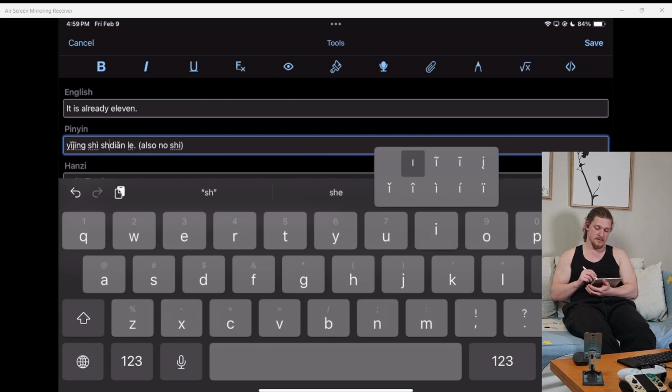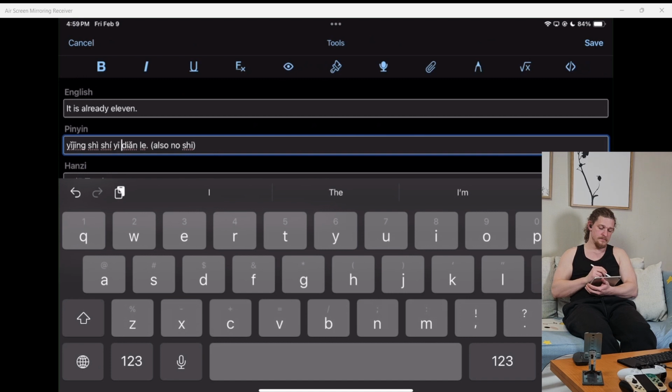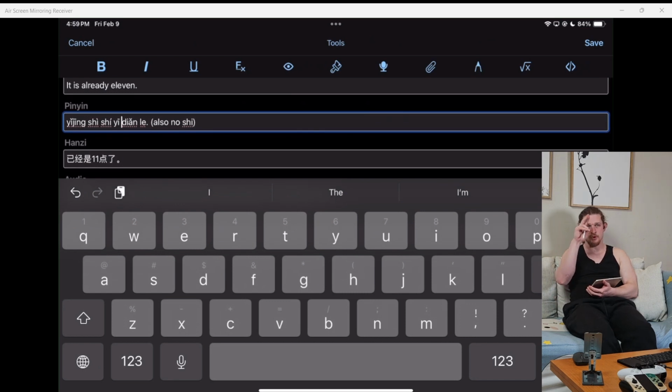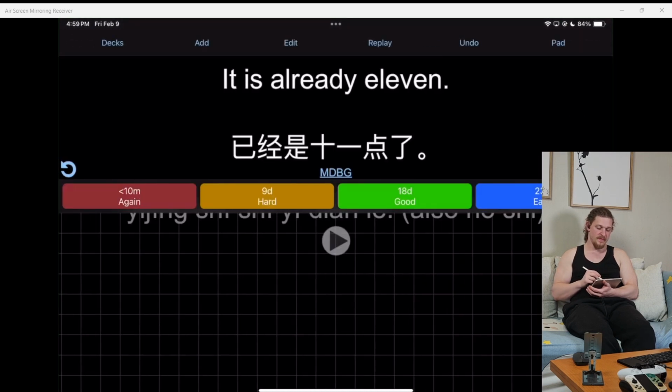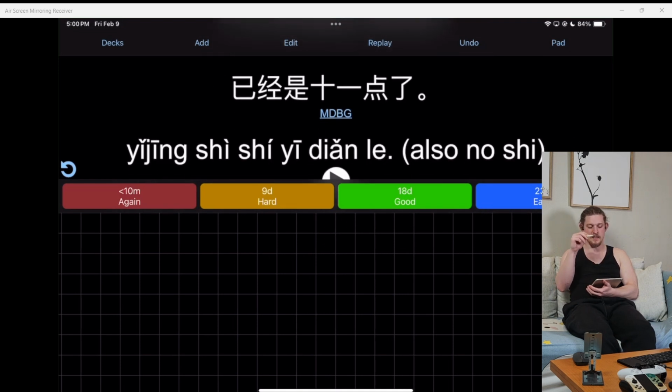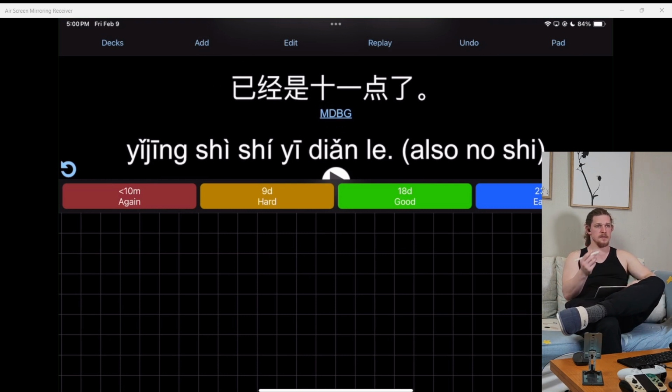已经是十一点了。You also say, and I marked it here actually, I guess previously, you can also say it without the 是. 已经十一点了。Now, plenty of times when you actually see people write stuff in Chinese here, they're probably just going to write the numerals, 1, 2, 3, 4, 5, 6, 7, whatever. But you still want to learn it because there's also plenty of times where you're going to see a character instead.